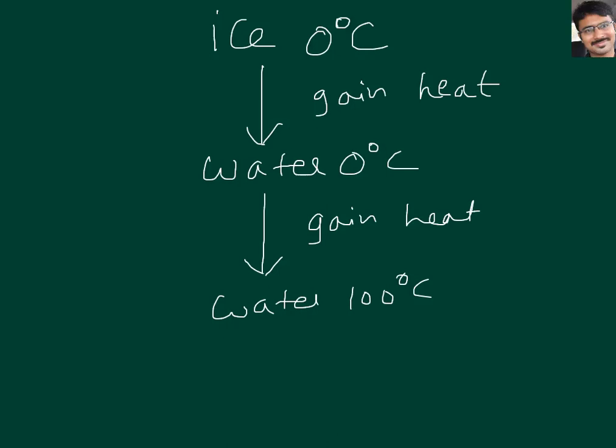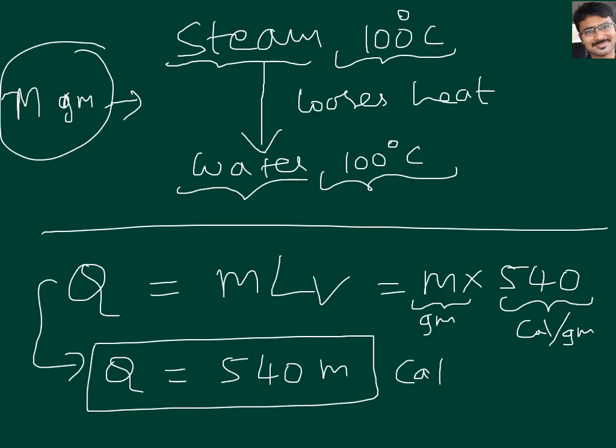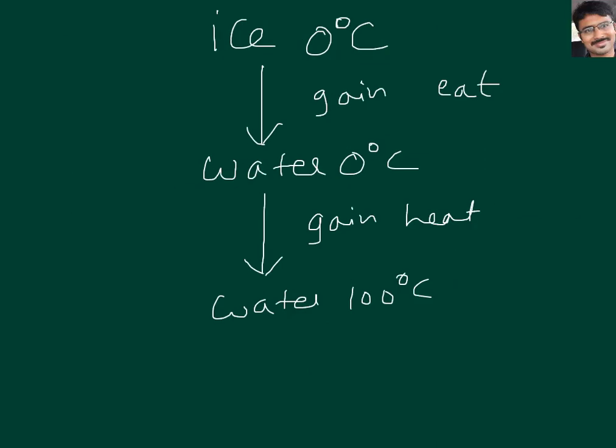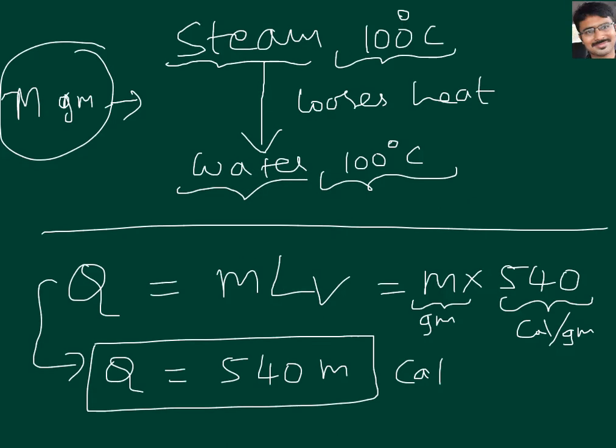Sir, why are you going in two steps here? Previously, when we discussed steam, you made only one step, right? Steam at 100 to water at 100, and you stopped there. But when we discuss ice, you said ice at 0 to water at 0, and again water at 0 to water at 100. Why are you going two steps here?